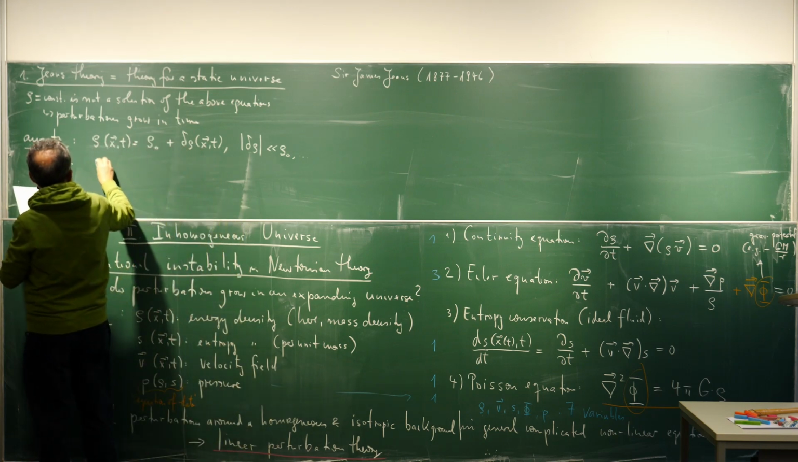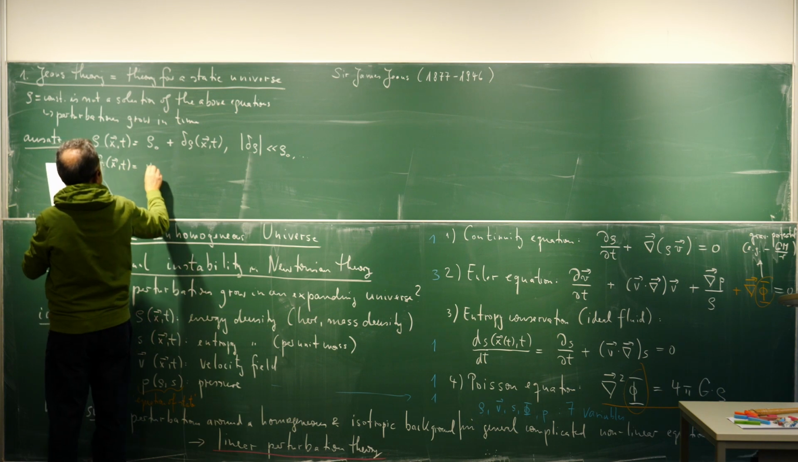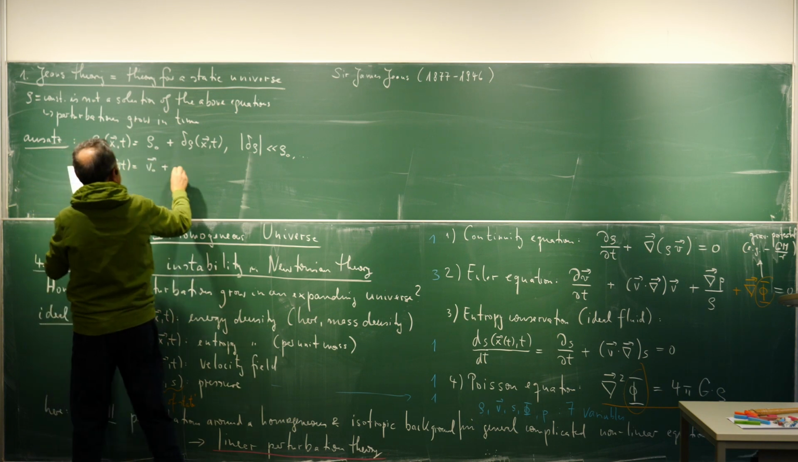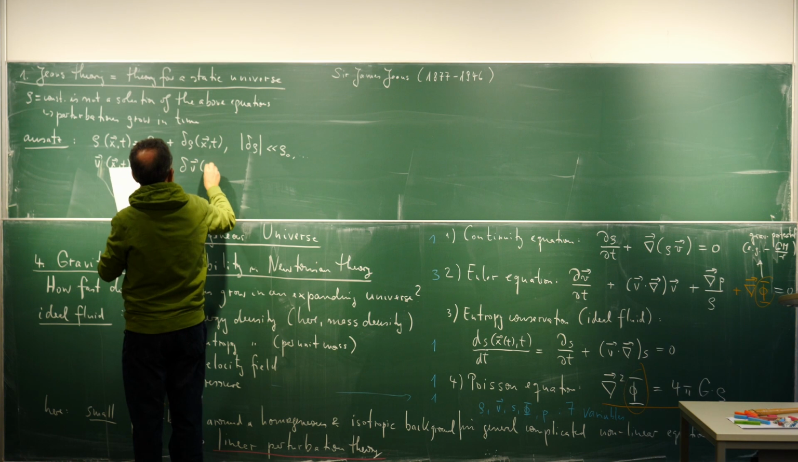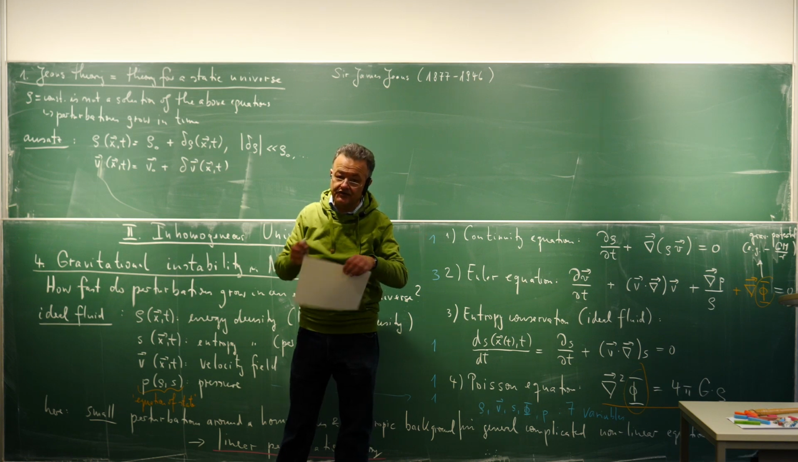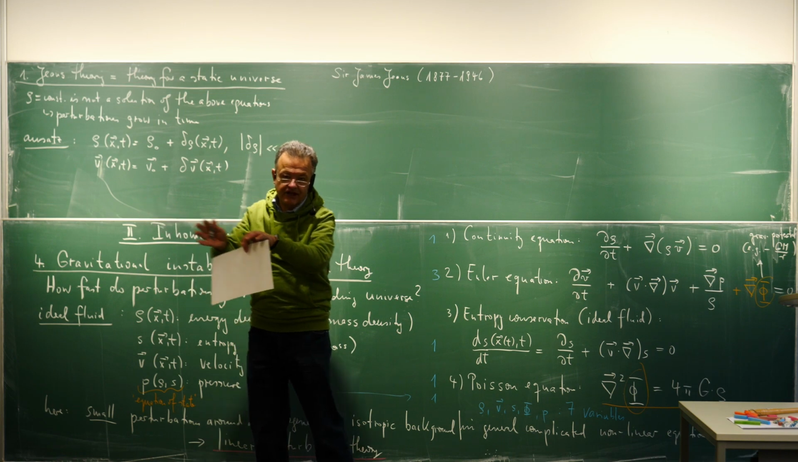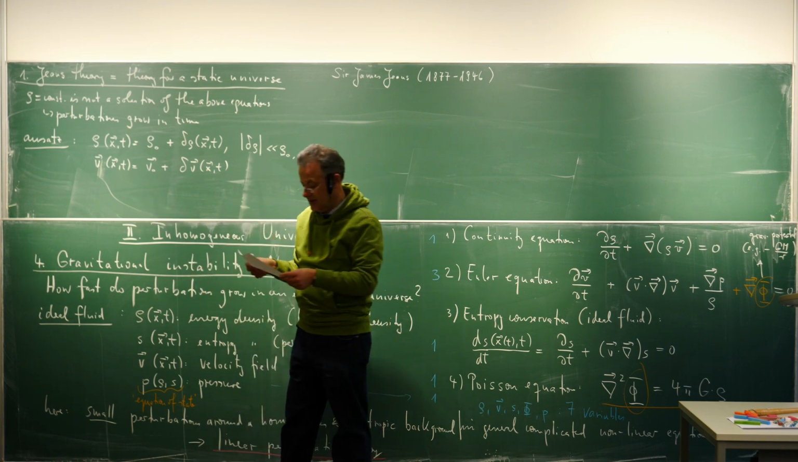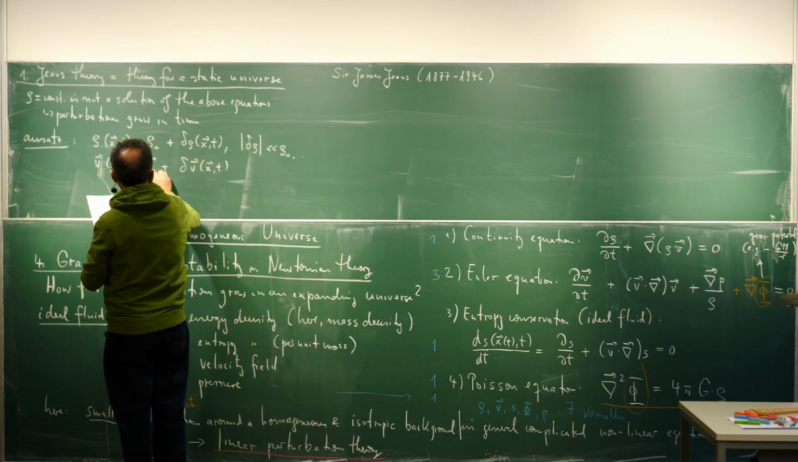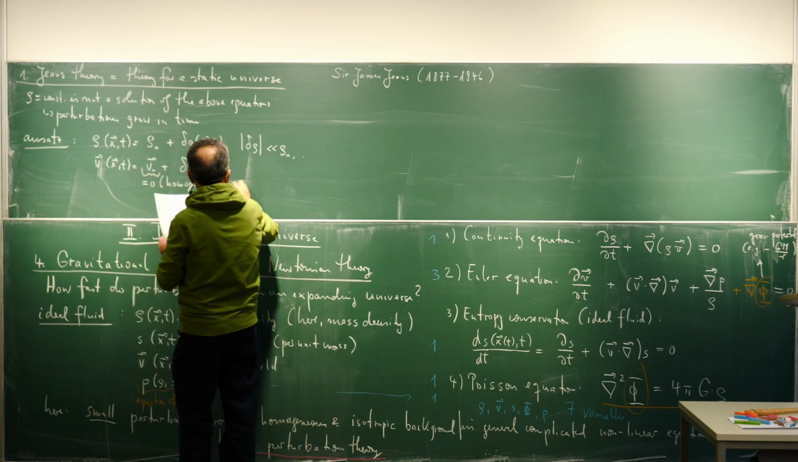Then the velocity field v of x and t is v naught plus delta v of x and t. But this v naught of the background we set to 0 because we assume a homogeneous background. So if we had a velocity field of the background, it would distinguish a direction. It would no longer be homogeneous. So here this is set to 0 because we have a homogeneous background.